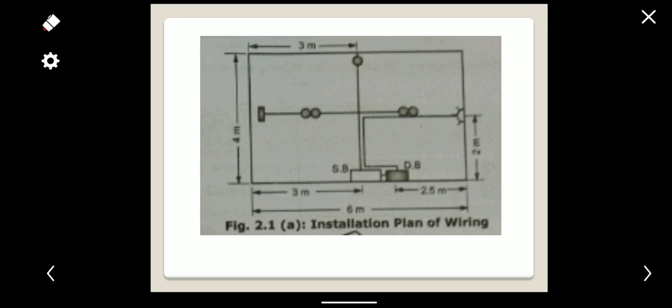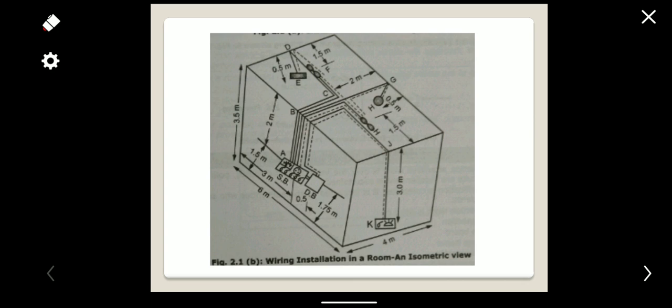In this installation plan, exactly 2 fans, 1 lamp, and 1 tube light are installed. This is the socket, 5 ampere socket, distribution board and sub-circuit board. So all of this plan is given to you. From this plan you make the isometric view. This is the isometric view.